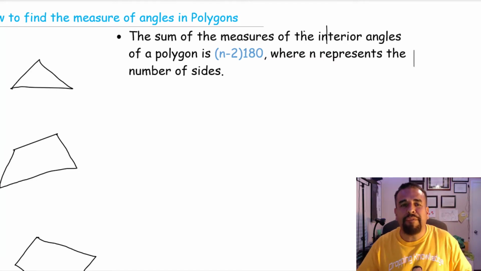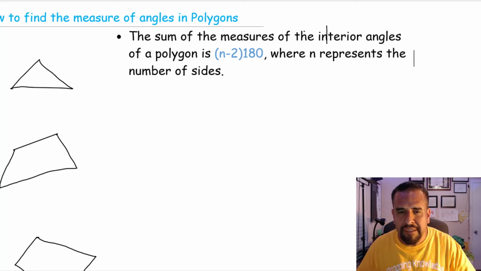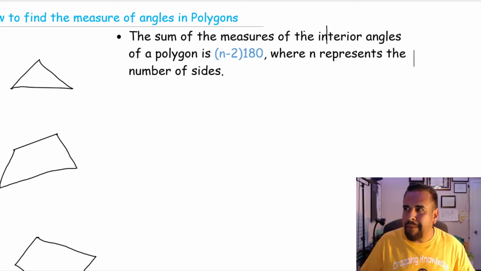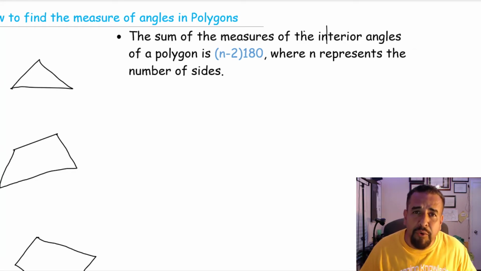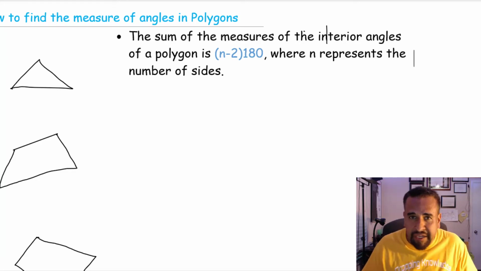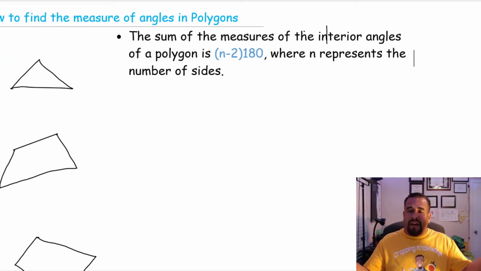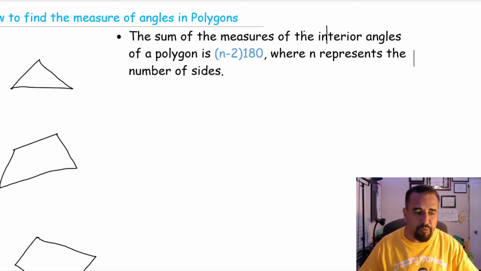Hey, today I'm going to help you find the measure of angles in polygons. Do you know how many sides a polygon has? It's a trick question. Polygon is just a name for a shape. A triangle is a polygon. A square is a polygon. A pentagon is a polygon. They're all polygons. It's just another word for shape.